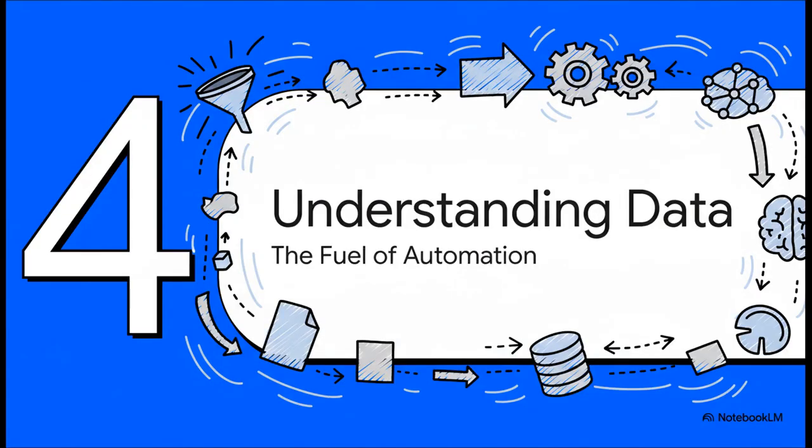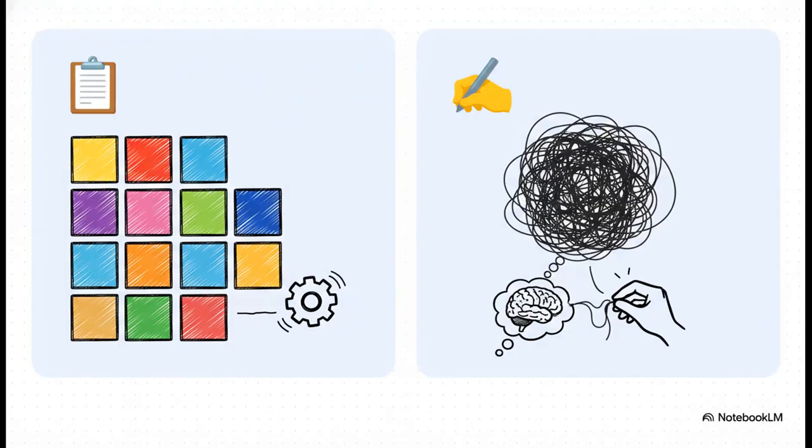Now, here's the thing. It doesn't matter if you're building a super simple Zap or a really complex agent. They both run on the exact same fuel, data. And understanding the data you're working with, that is the absolute foundation for making any of this work. And usually your data comes in one of two, let's call them flavors. First, you've got structured data. This is the neat and tidy stuff, right? The clearly labeled fields in a form or a spreadsheet. Then you've got unstructured data. That's the messy stuff, the free-form text from an email or notes from a meeting. Zaps absolutely love structured data. Agents, on the other hand, are designed to make sense of that unstructured chaos.